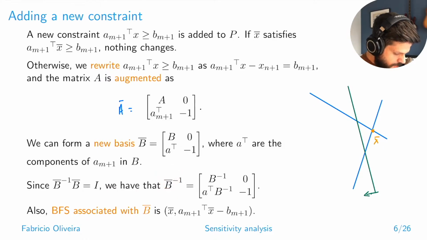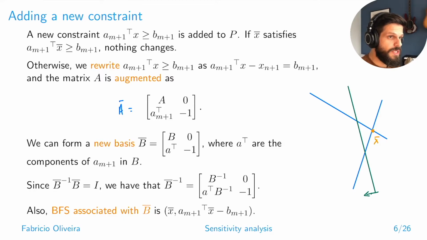And our basic feasible solution associated with B bar is simply the original solution x bar and the value of the new slack that is added there. So this term here is simply this moved there and this moved to the other side. So you get x_{n+1} equals this minus this at x bar, of course. So basically what you're doing is, when you add a new constraint, your basis is increasing, and this new position in your basis is filled with the slack variable of this new constraint immediately, because that's kind of a trivial way of doing so.